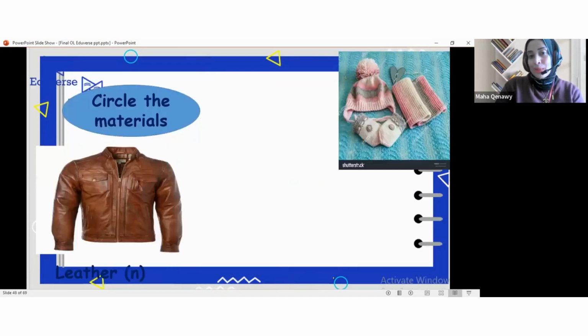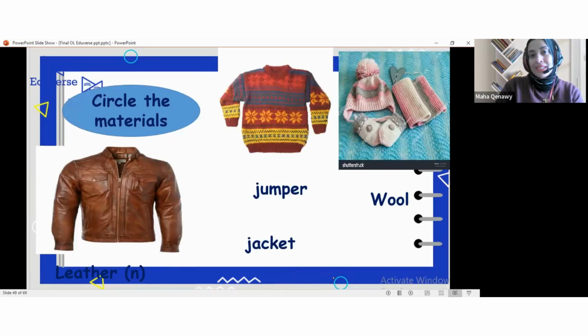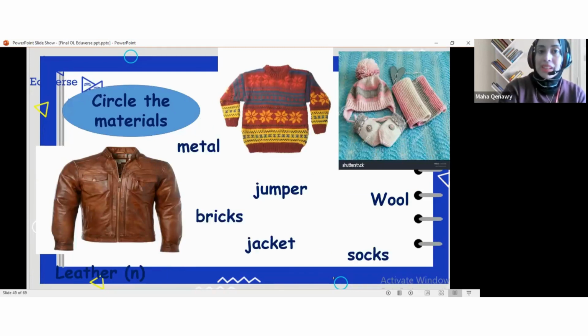Can we circle the materials? We have a lot of materials. Let's circle them. What are the words we have now? Metal, bricks, jumper, jacket, wool, socks, and leather. Which is a thing, which is a material? For example, jumper. This is a jumper. We wear jumpers or pullovers, jackets.